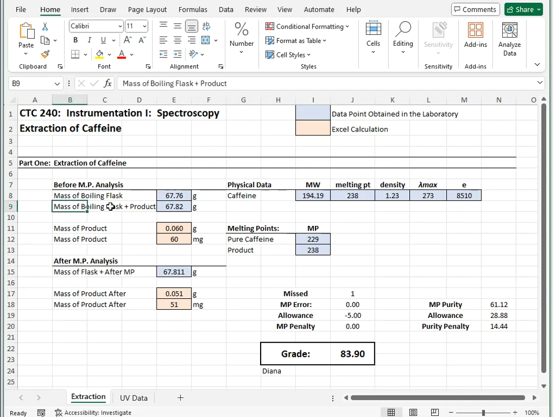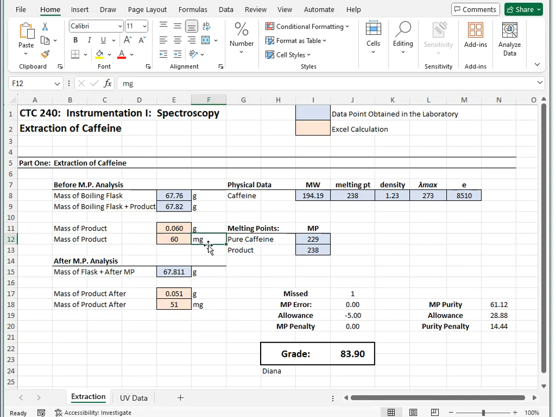And here's the mass of the boiling flask and the product. So that is how much this thing weighs after I see my little white solid crud that I'm going to assume is caffeine in the boiling flask. After that, we take these 2 masses and subtract them. That will give me the gram amount of caffeine that I get to work with at this point. And for this person, it was a very tiny amount.